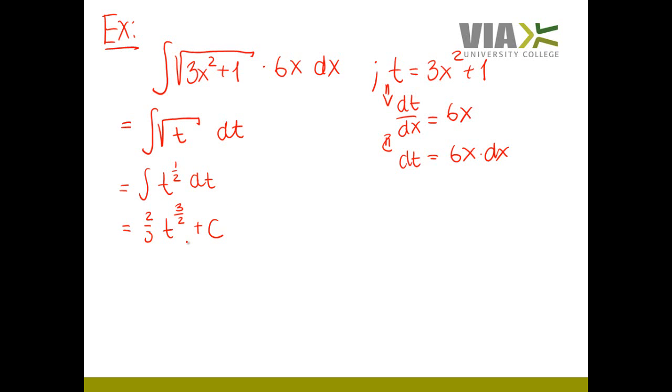So now we just need to substitute back that t is equal to 3x squared plus 1 to end up with the final result to the given assignment here. So 2/3 times 3x squared plus 1 to the power of 3/2 plus c. That's the result to the given assignment.